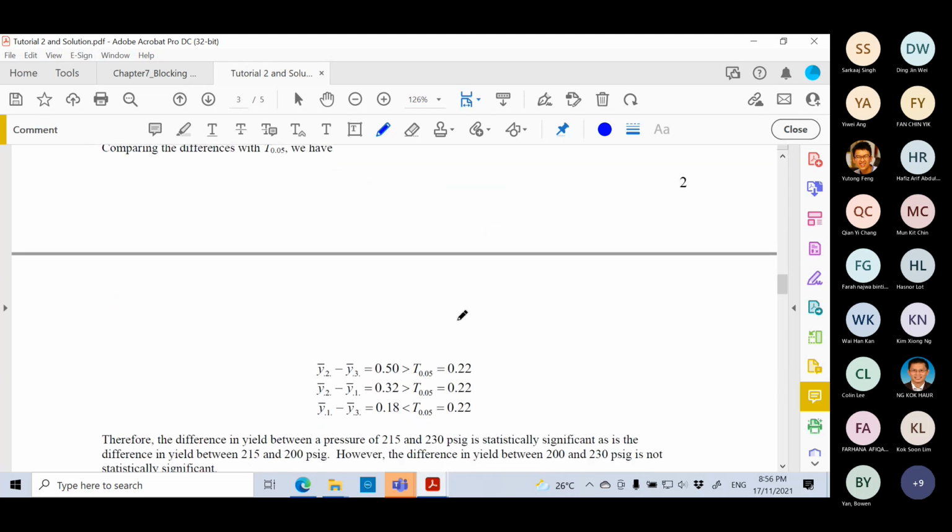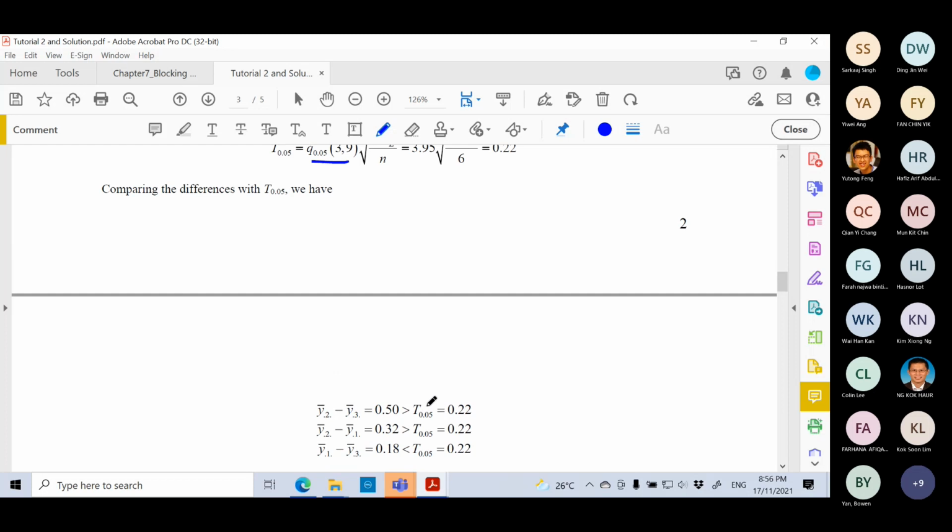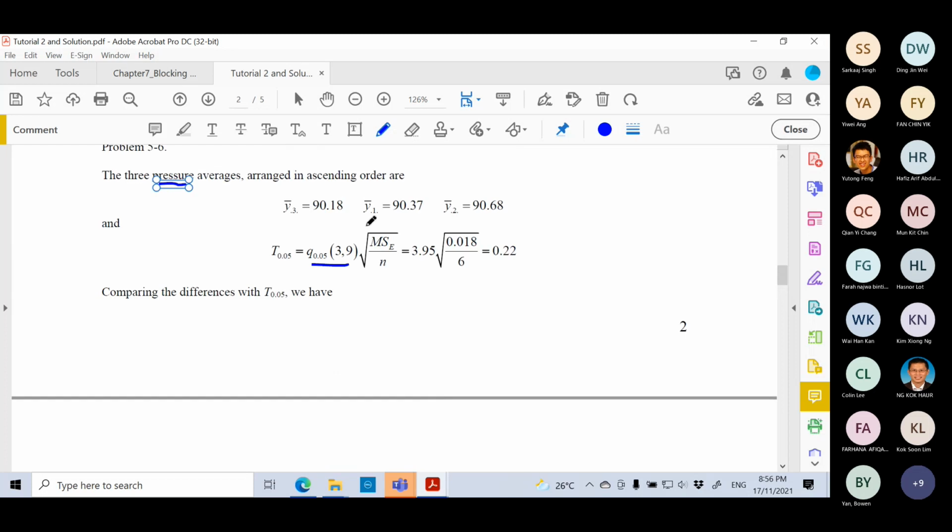If you check it out, 2 and 3 is great. So between 2 and 3 there is a significant difference. 1 and 2 also have a significant difference, but 1 and 3 were less than the critical value. So it means that in the result here, number 2 is different from these two.